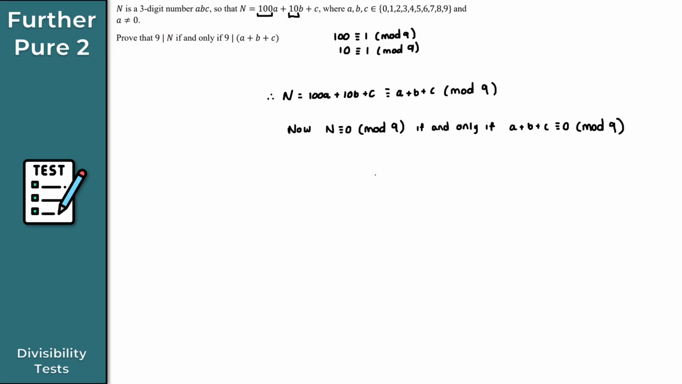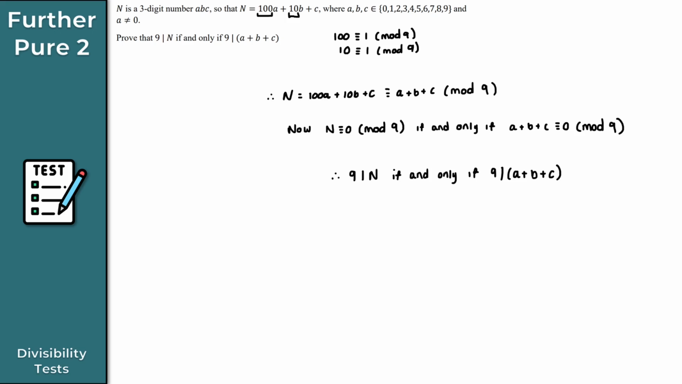And therefore, in that case, what we can say here is 9 divides n if and only if 9 divides a plus b plus c. Okay? Exactly as we wanted to prove here.